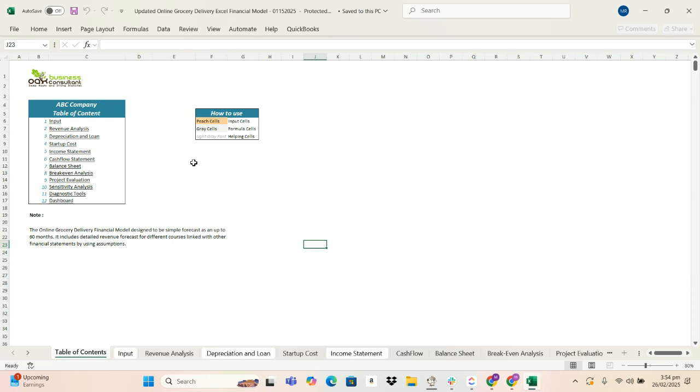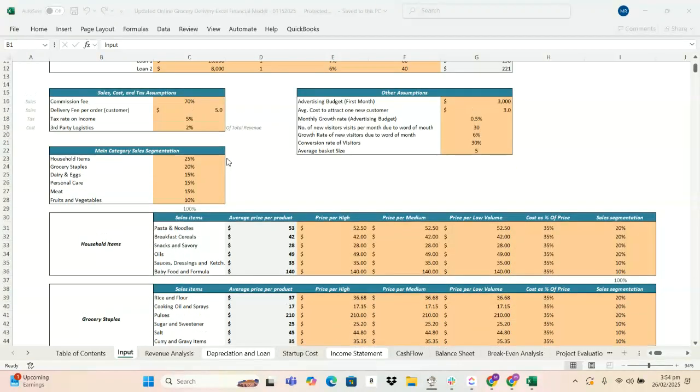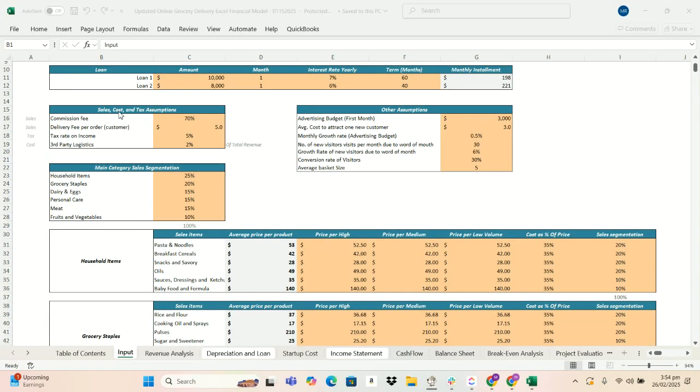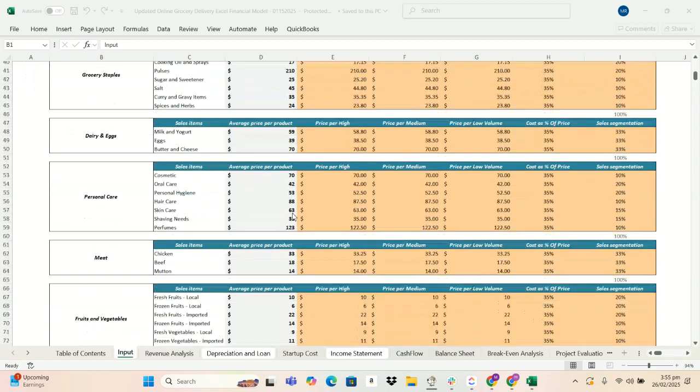Over here is a little guide that peach cells are input cells, gray cells are formula cells, and light gray font are helping cells. Moving towards our first sheet, which is input sheet, over here we have company start date, we have investments, then we have our loans, then here we have sales, costs, and tax assumptions. Here we have other assumptions. Then we have main category sales segmentation.